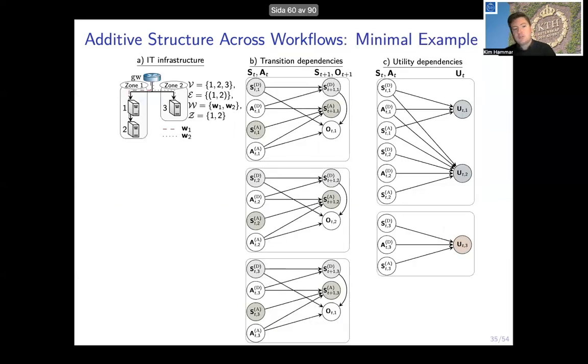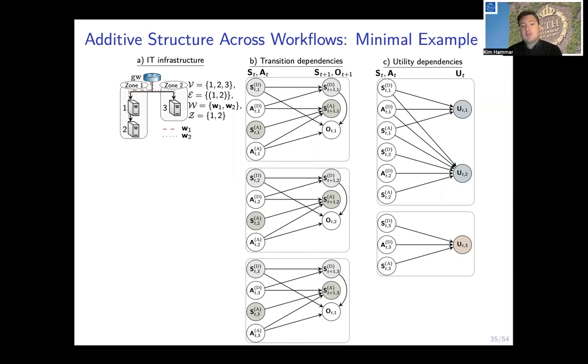This result can also be understood with graphical models. So here we have a minimal example to the left. It's an infrastructure with just 3 nodes, where 1 and 2 are in the same workflow, and the 3rd node is in a separate workflow here. In the graphs here, the circles correspond to random variables representing the state, action, observation, and utility variables. And the edges correspond to dependencies. So what you want to look for in these graphs is actually the lack of arrows, because that implies independence.